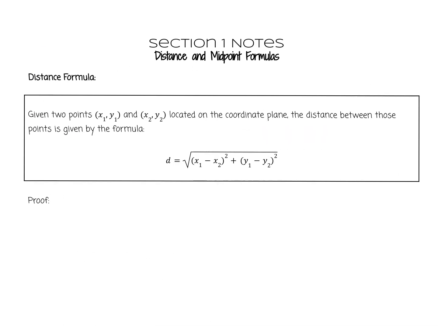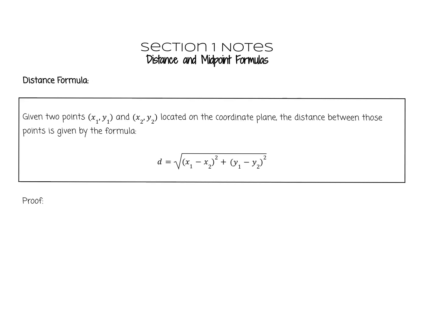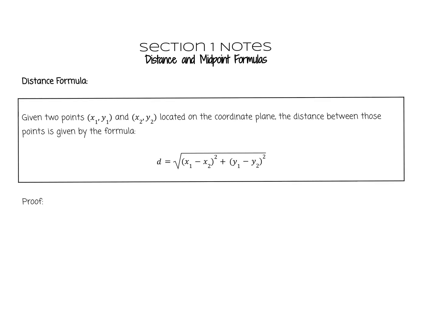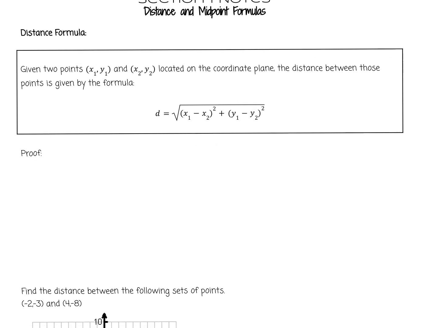So to review, the distance formula, if you're given any 2 points, x1, y1, and x2, y2, located on the coordinate plane, the distance between those points is given by the formula d equals the square root of (x1 minus x2) squared plus (y1 minus y2) squared.